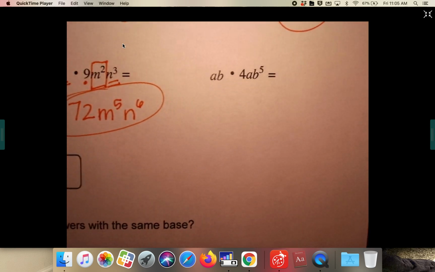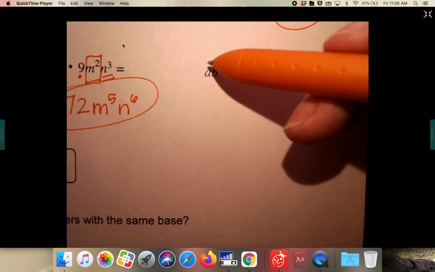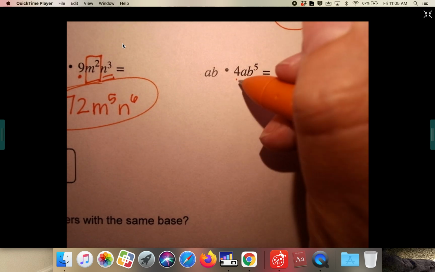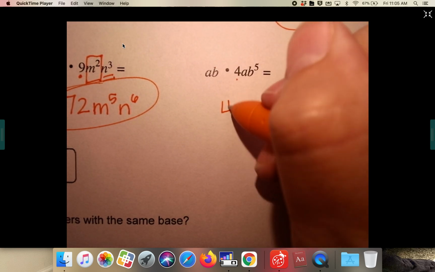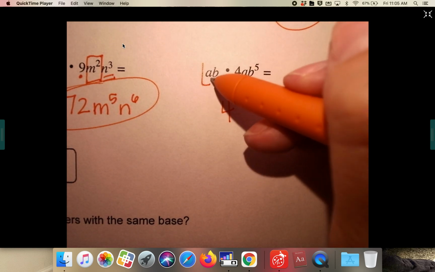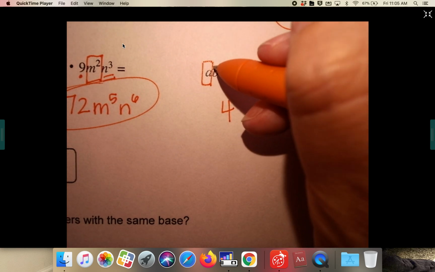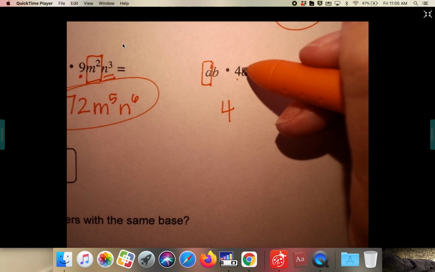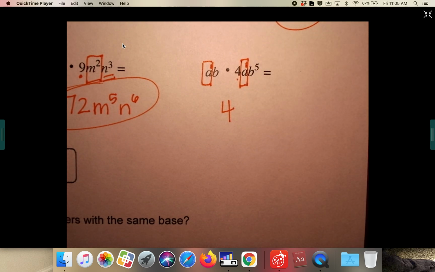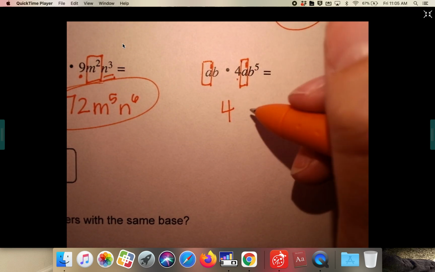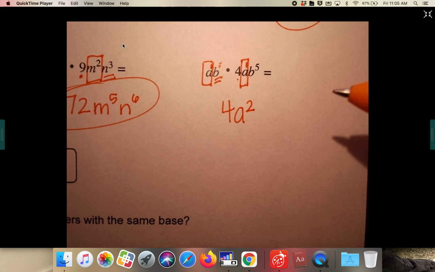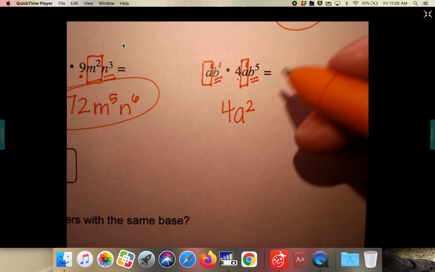All right, let's look at this last one. There's no whole number out here. It would be the same thing as a 1, or you could just ignore it. So the only whole number we have is 4, so 4 times 1, or just 4 itself, is just going to be 4. But then let's look at the a's. This a doesn't have an exponent, so that means it's a hidden invisible 1. This a also doesn't have an exponent, so that means it's another 1. So a and a is going to be a squared. And then you've got your b to the hidden invisible 1 and b to the fifth, which would mean b to the sixth.